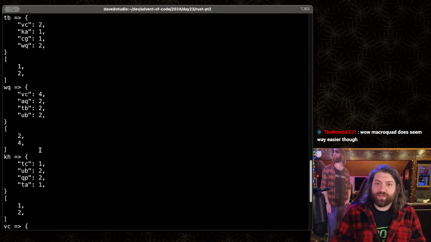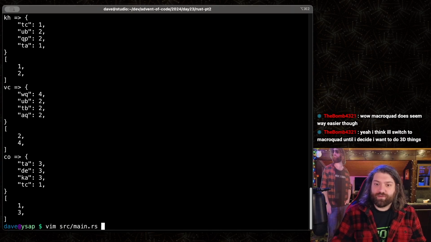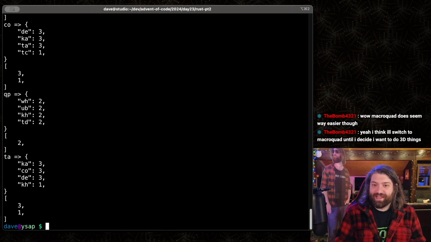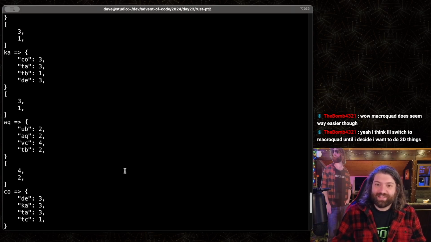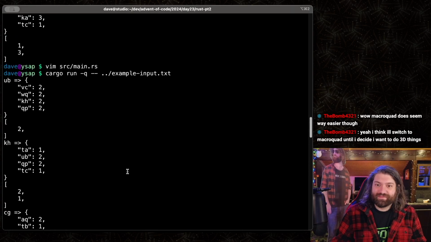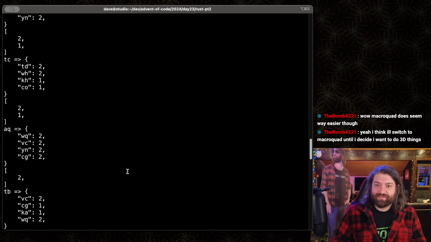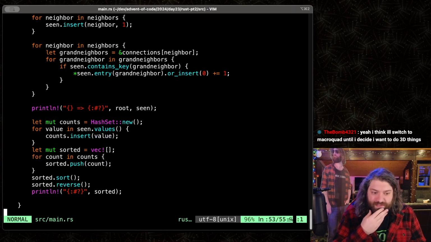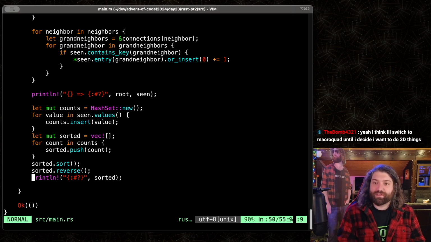Okay, now we have them sorted. We do want them sorted the other way. Does this exist? I'm just making it up. Hey, it exists. That's awesome. I think we want to reverse this hash map. We're almost here. We're almost here.